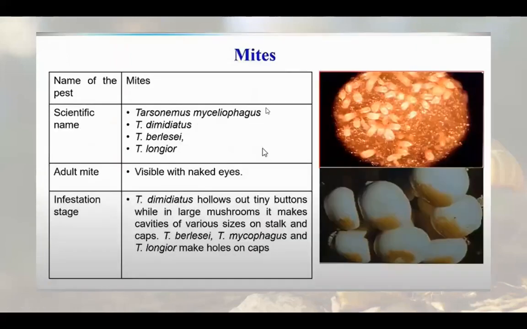And mites. These are the scientific names of different mites. The adult mite is visible to the naked eye. They infect the mushroom crop when the buttons are tiny, while in large mushrooms they make cavities of various sizes on stalks and caps. After the mushroom formation takes place, these mites can form holes in the mushrooms.